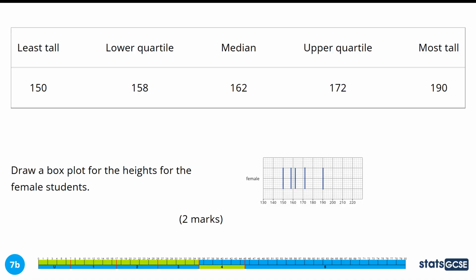Now we need to join these up properly. So we have our little whiskers here, and then we've got the box here. Make sure I get this right. There we go.